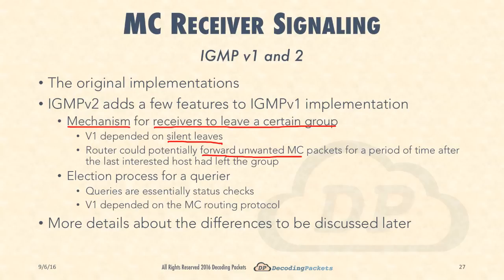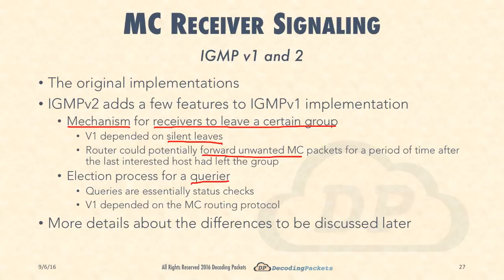The other thing that IGMP version 2 added was an election process for a querier. We'll talk about what a querier actually is. But the querier is the router that will do a sort of health check on the receivers. It'll periodically check which receivers are still interested in which groups. And if there are two routers on a segment, then you don't want to do double duty, so they elect one router out of the two to perform these polling duties.